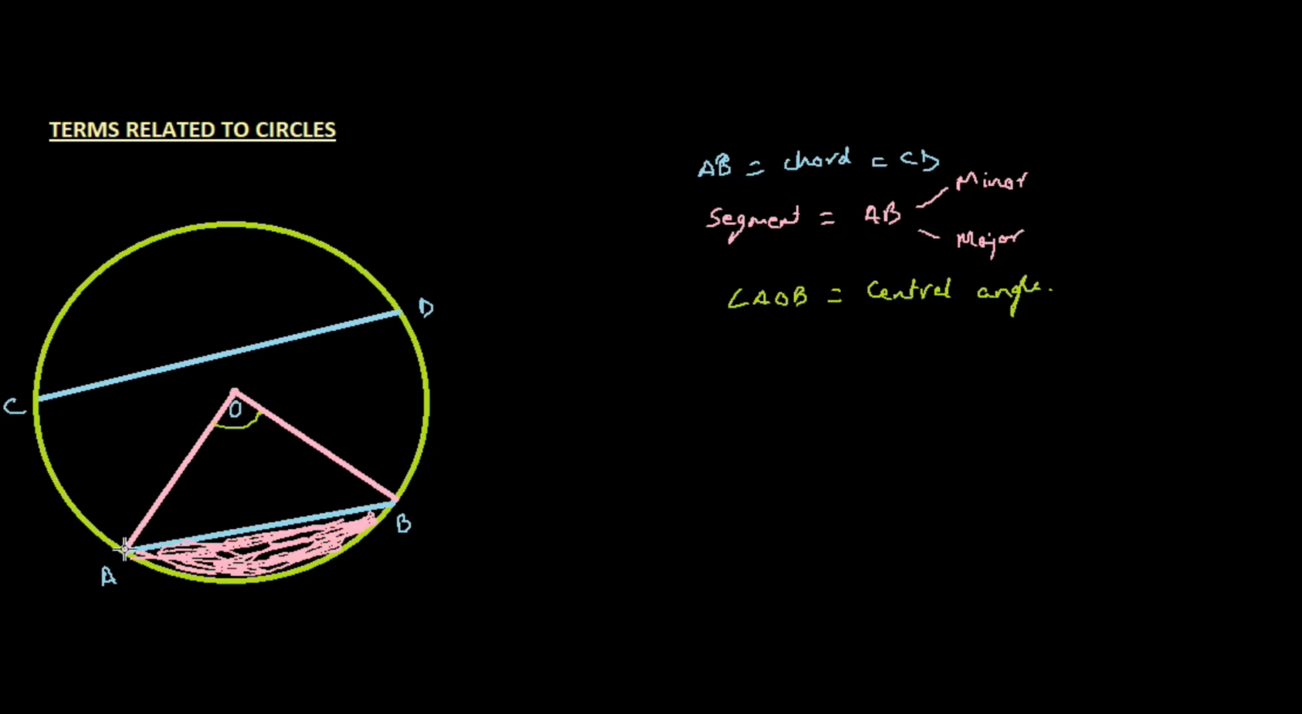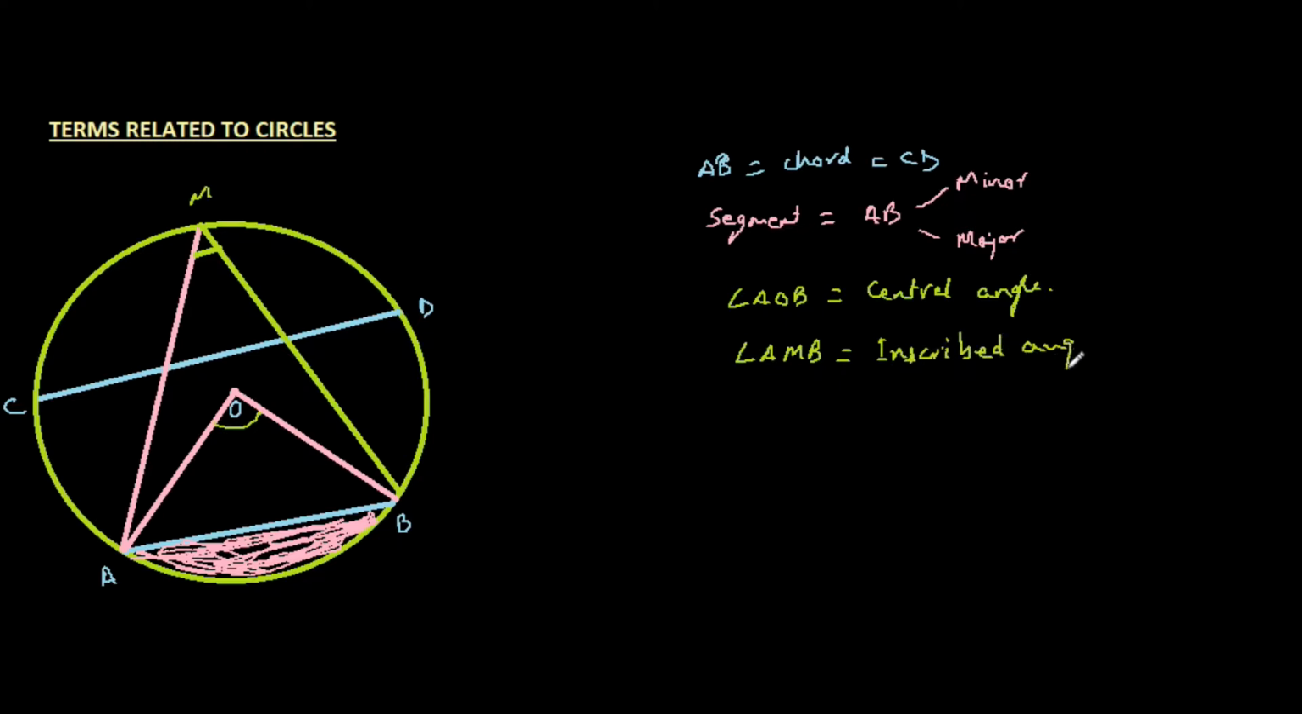Now this line segment was drawn to the center of the circle. But instead of that, if we take a line from, say, A to any other part of the circumference, and from B to that part on the circumference, this also makes an angle, at a point which let us call M. So angle AMB is called an inscribed angle. Sometimes we also call it the subtended angle. Normally we say it's the angle subtended by the arc AB on the center, or the angle subtended by the arc AB on the circumference of the circle. It's called the inscribed angle or the subtended angle.